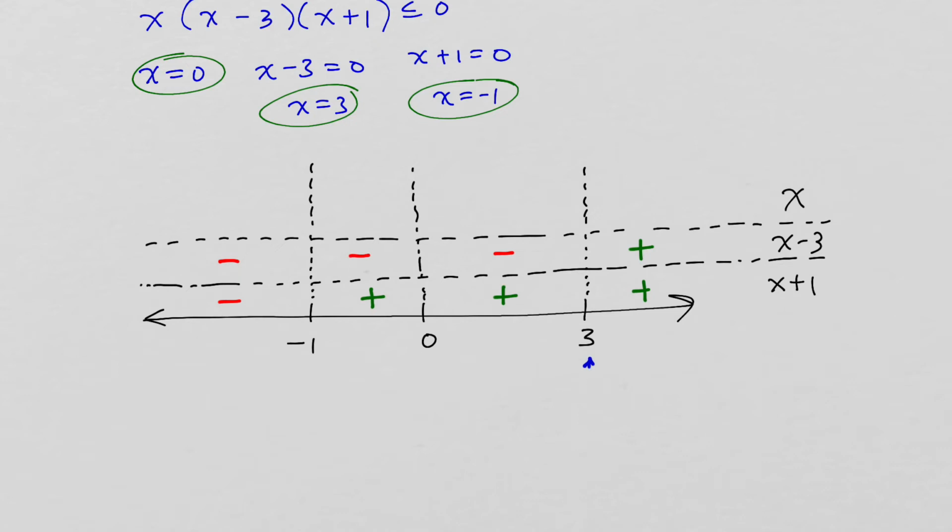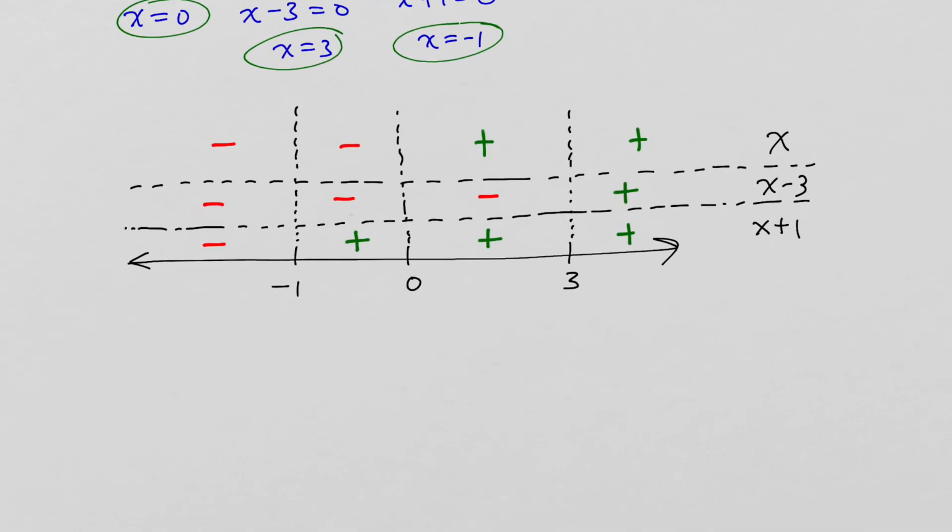And finally, we can look at the factor x. X gave us 0, and so that is right here. And if you plug in any number to the right of 0 into x, of course, you are going to get a positive, right? Because it's just x. So if x is positive, the factor will be positive. And if you plug in any number to the left of 0, you will get a negative. And so that's a real quick and easy way to get the signs for all of those factors.